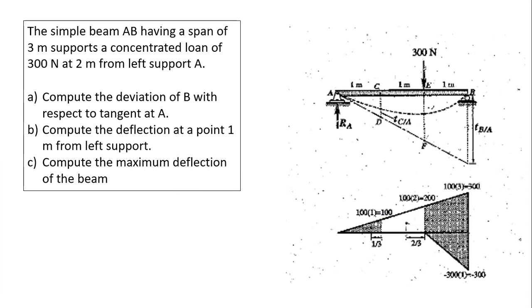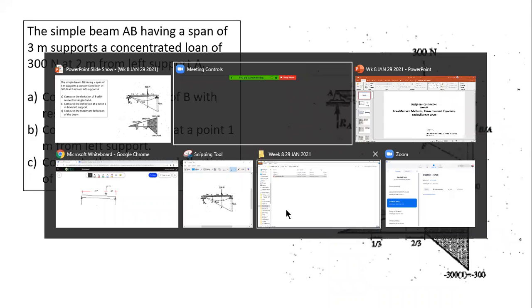have this first problem. Let me read. The simple beam AB having a span of 3 meters supports a concentrated load of 300 Newton at 2 meters from the left support. Compute the deviation of B with respect to tangent at A. Compute the deflection at a point 1 meter from left support and then compute the maximum deflection of the beam.